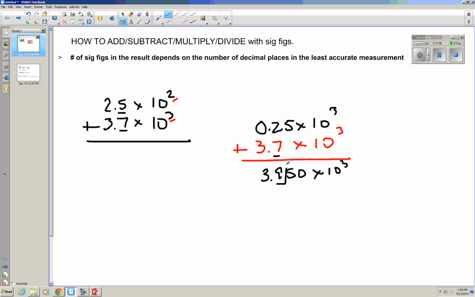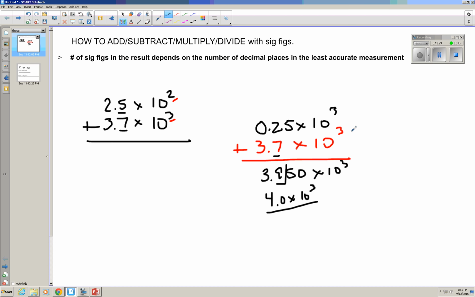You have to evaluate: is this number a 5 or bigger? Yes, it is. So what's it going to do to this decimal place? It turns it into a 10, which turns this into a 4. So you are looking at 4.0 times 10 to the 3. 4.0 times 10 to the 3.